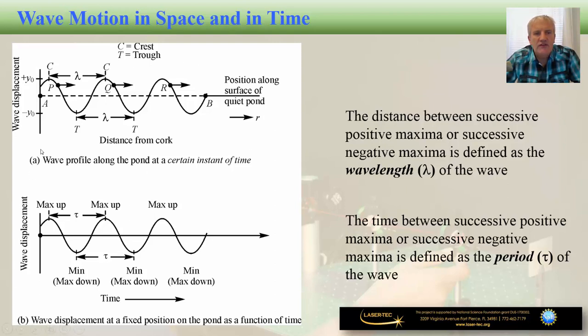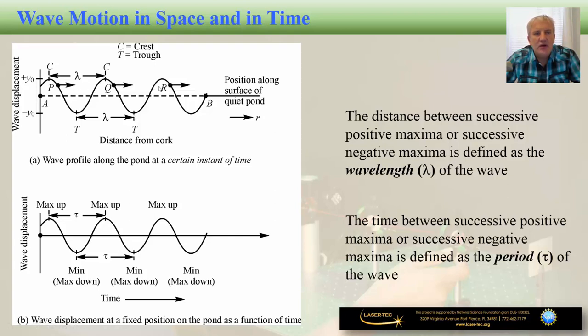So we are talking about repetitive behavior that is shown here on the top of this diagram. As you can see, we are talking about the wave profile along the pond at a certain instant of time. If we are moving along this horizontal axis, we see that at different locations along this axis, we have a maximum of the wave or a crest of the wave, such as here at this point C and that point C, etc. And then we also have minima or valleys within this wave pattern. These minima and maxima are distributed in space, meaning at different positions you have a maximum, and at some other locations you have a minimum of a wave. There is a repetitive behavior that's spread throughout the space.